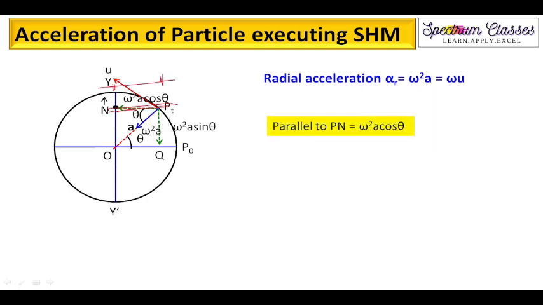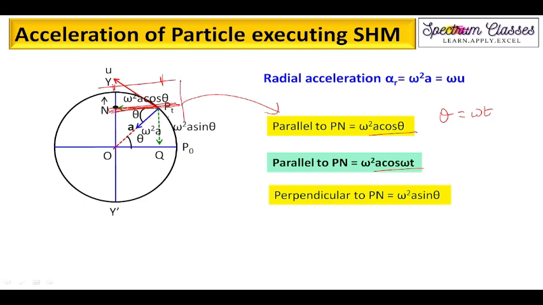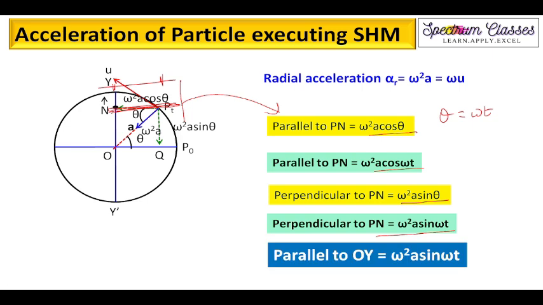Here I have just shown this. This is my Pn, and this Pn is equal to omega square a cos theta, and I know theta is equal to omega t. So I replace it as omega t. So parallel to Pn is this one, and perpendicular to Pn is this, which is PtQ. And here I have just shown perpendicular to Pn is equal to omega square a sine theta, and this is equal to omega square a sine omega t. Theta is replaced by omega t.